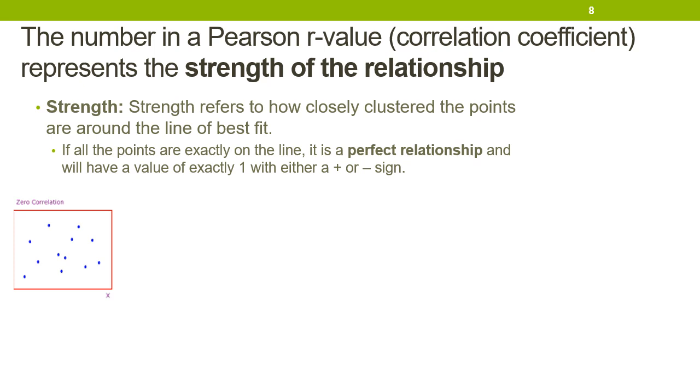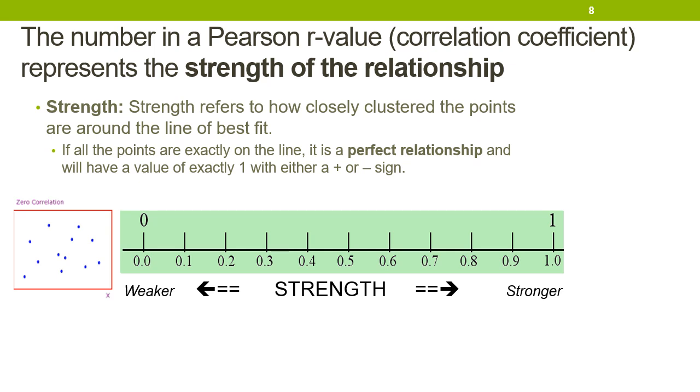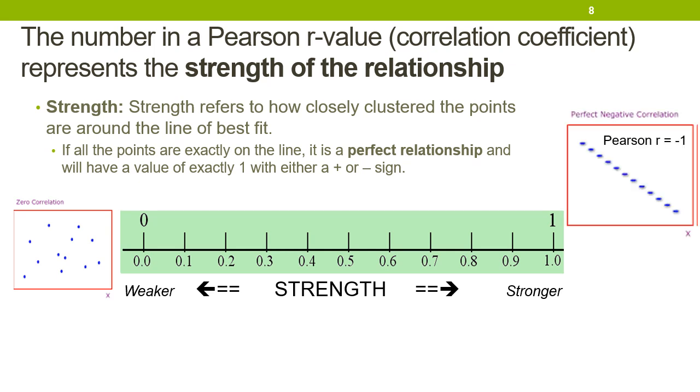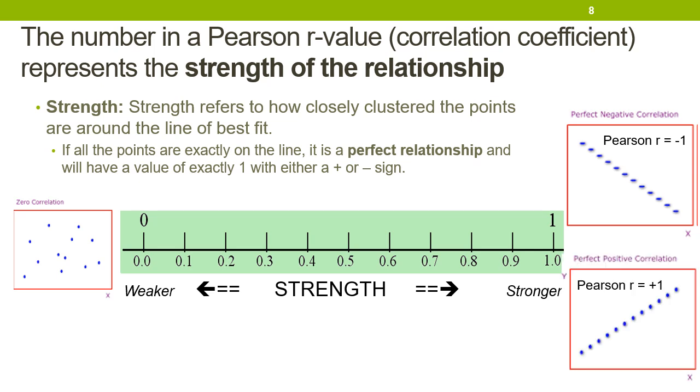Here's an example of a 0 correlation. There's not much relationship there. And you can see that the strength ranges from this 0 range, weak relationships or 0 relationships, all the way up to the 1, the stronger relationships, and that perfect negative and perfect positive. In both cases, the score of 1 indicates a perfect relationship, irrespective of the sign or the direction.